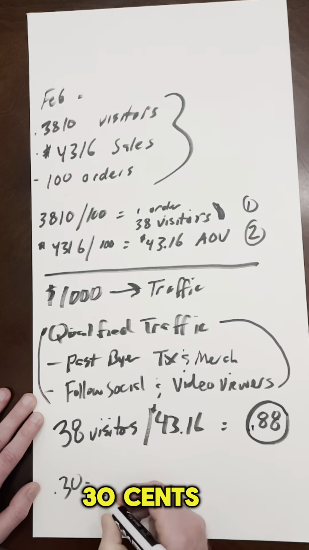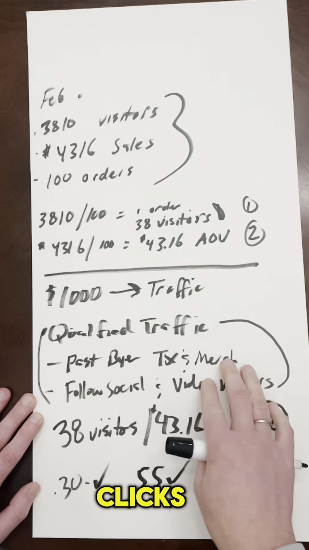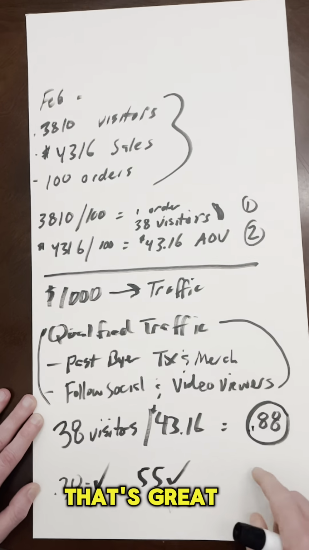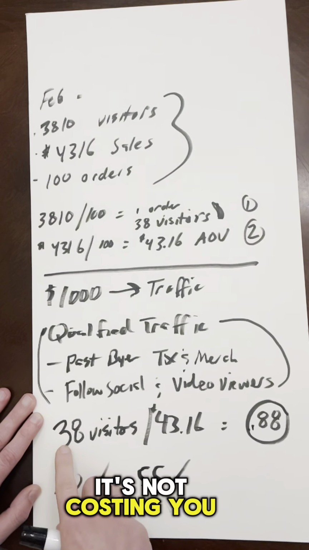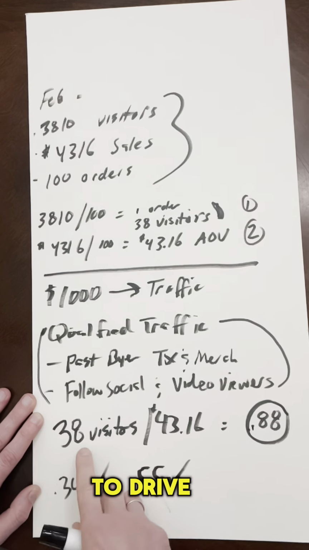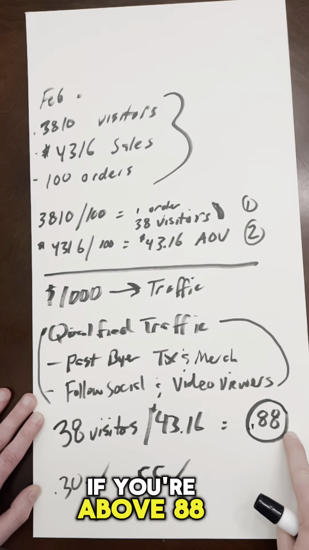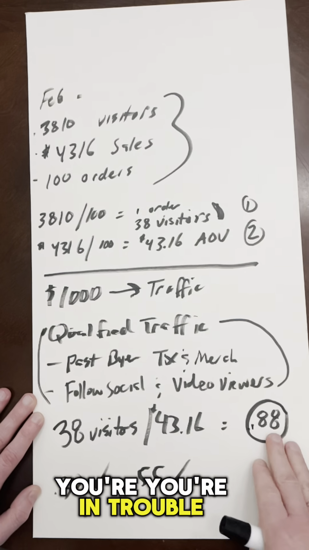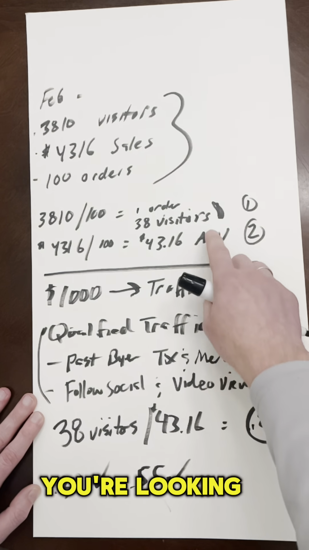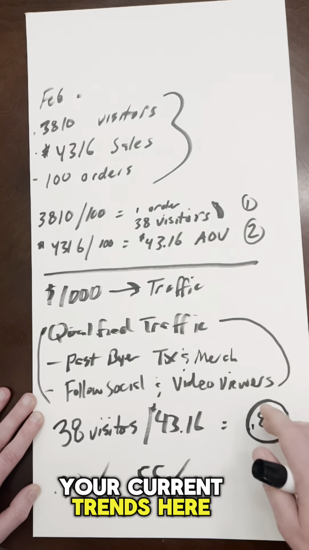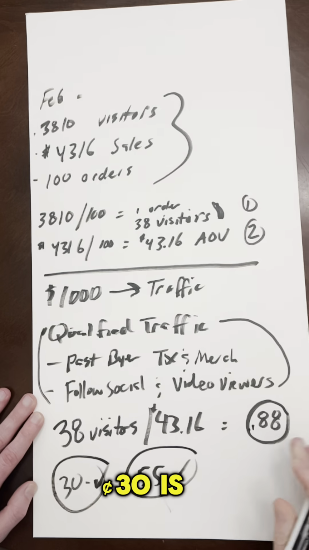So if you're sending it for 30 cents, hey, that's great. If you're sending it for 55 cents and you're getting qualified clicks, qualified traffic, that's great. You're not going above the $43.16. It's not costing you more to be able to drive that traffic there. So this is kind of your break-even number. If you're above 88 cents, you're in trouble because you're not going to be able to break even or make the numbers that you're looking at based on your current trends. So you want to really try to get it under 88 cents. 55 cents is good, 30 cents is great.